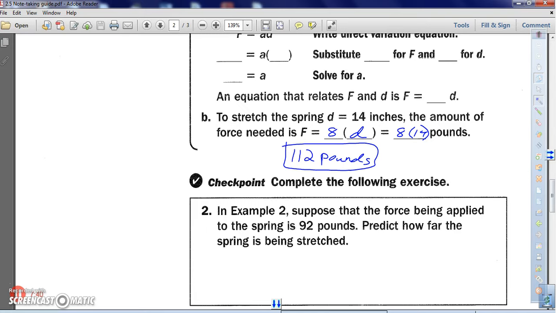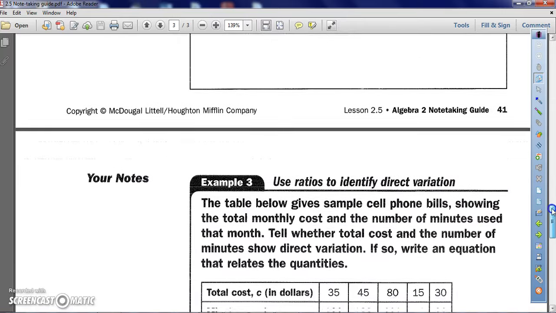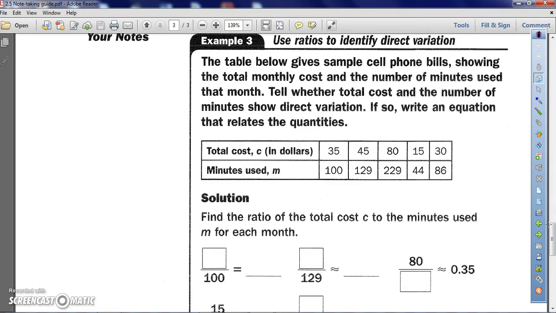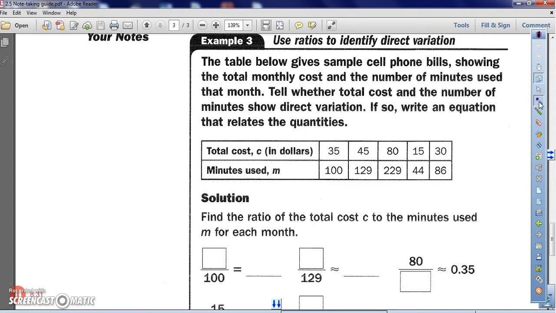So again, we have those 4 steps to follow, and if you follow those 4 steps in every direct variation problem, you should be able to come to the right answer pretty easily. Now, when we're working with direct variations, sometimes we're given data or information, and we have to determine if it fits a direct variation or not.